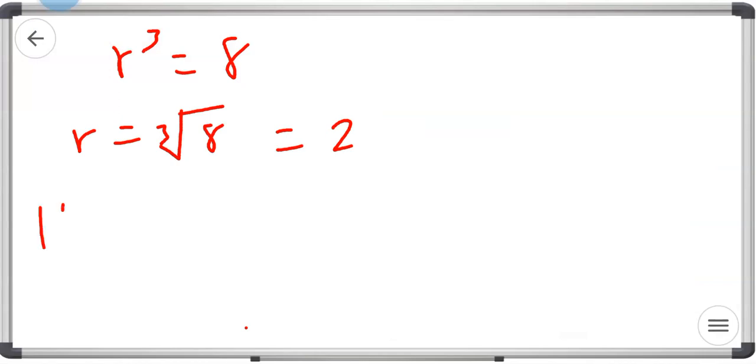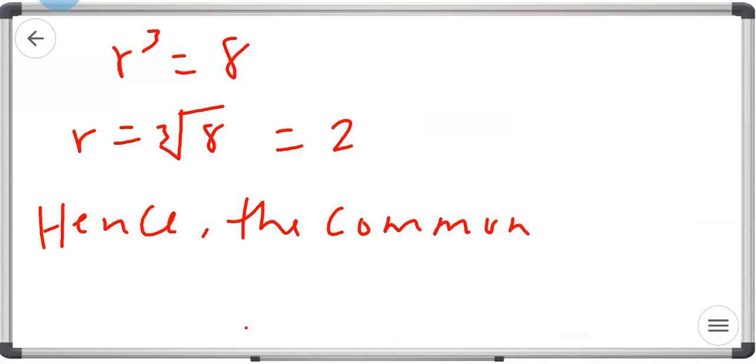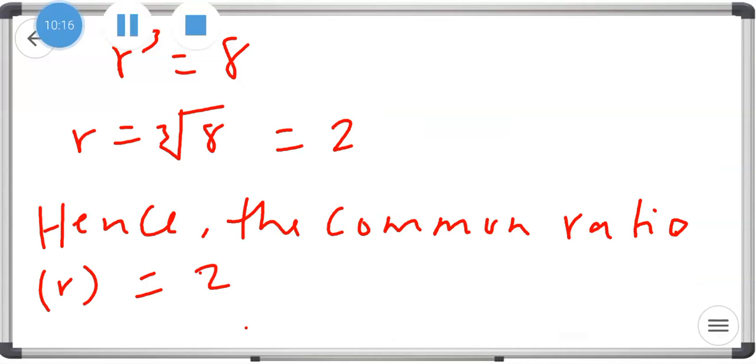Hence, the common ratio r, because we're told to calculate the common ratio r, equals 2. Now we've been able to get our value for the common ratio, which is 2, using our formula Tn equals ar raised to power n minus 1. And after solving, we got our common ratio r to be 2.